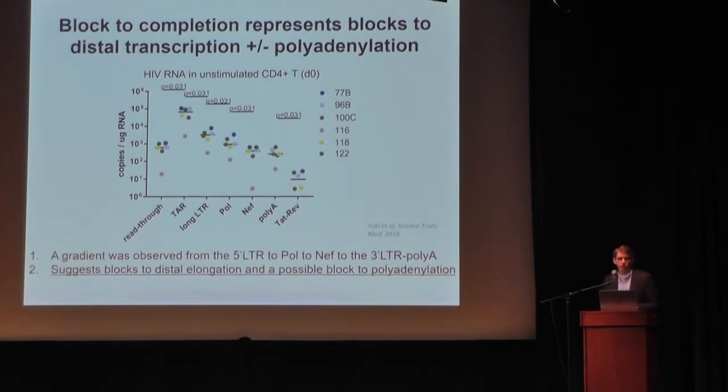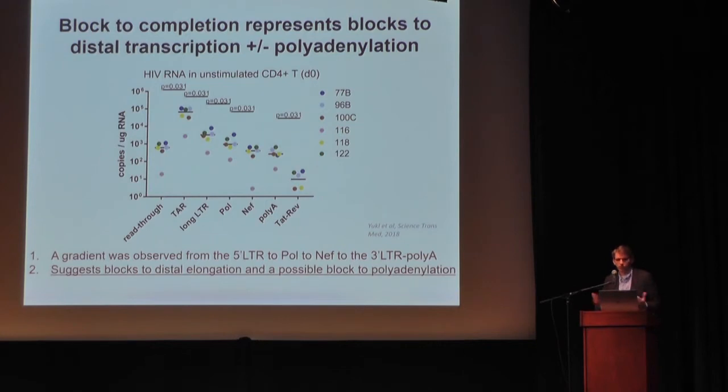We were particularly interested in this difference between the 5' elongated transcripts and the completed transcripts. What is going on here? Is it that they have 5' elongation but just never get down to the 3' end, or is it that they get down to the 3' end and don't get polyadenylated? To figure this out, we had to develop new assays for Pol, which is in the middle, and then Nef is at the 3' end.